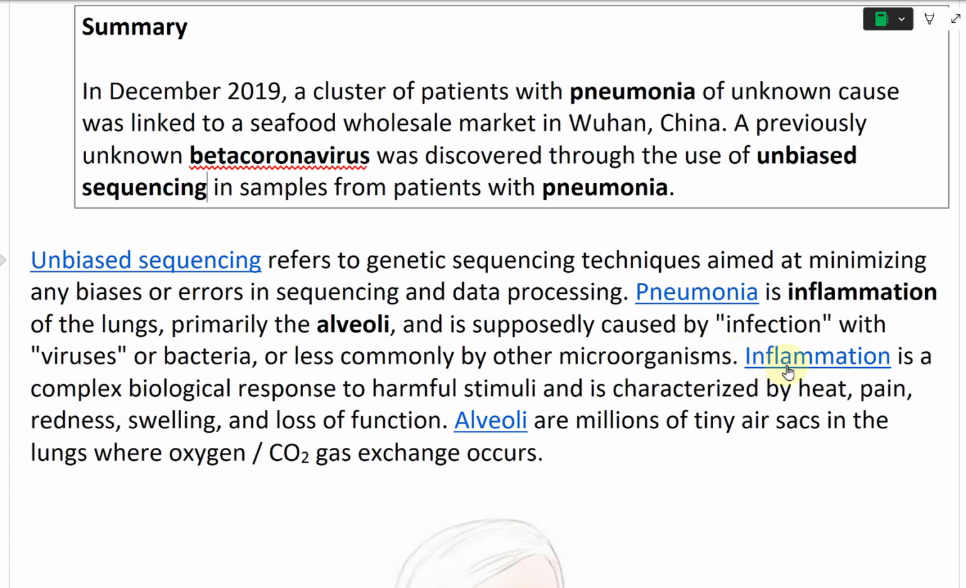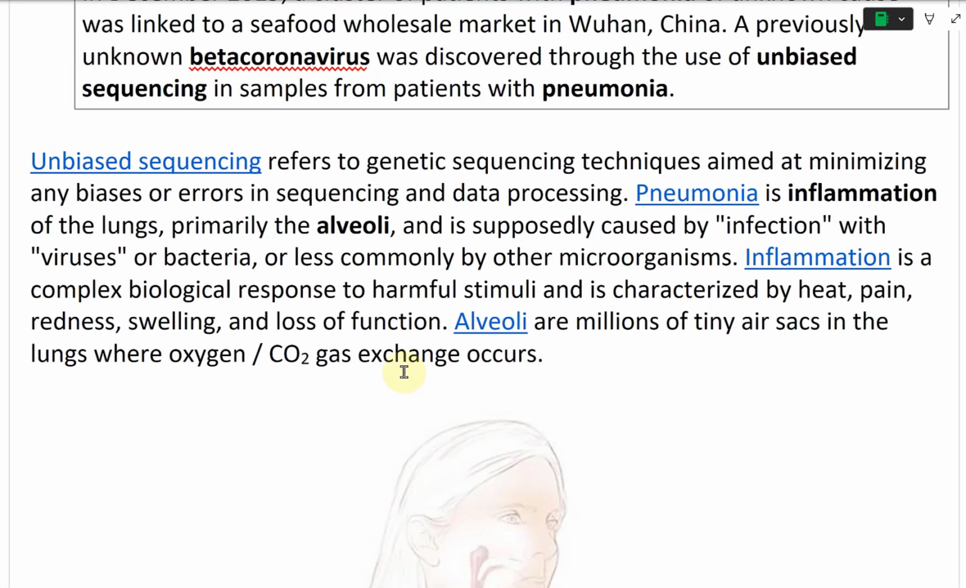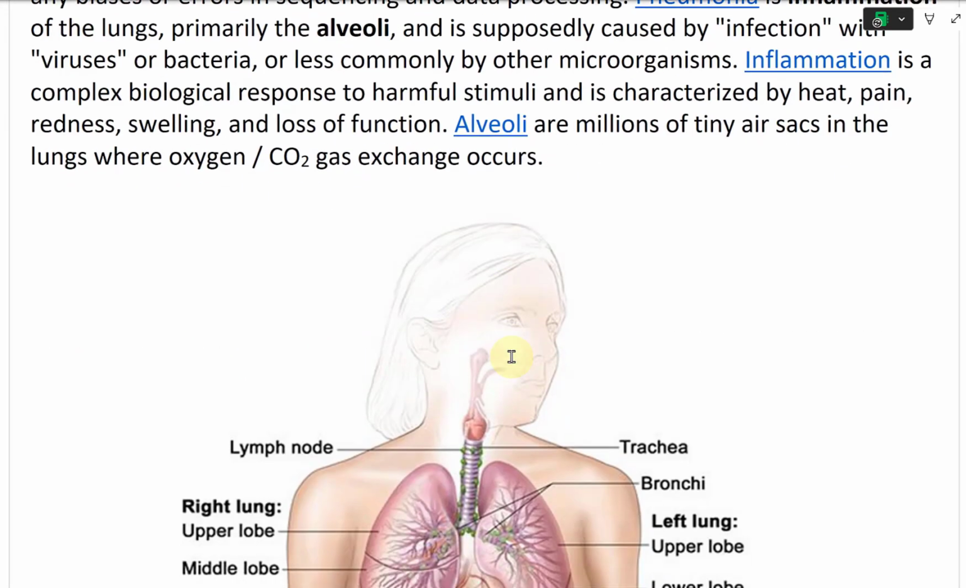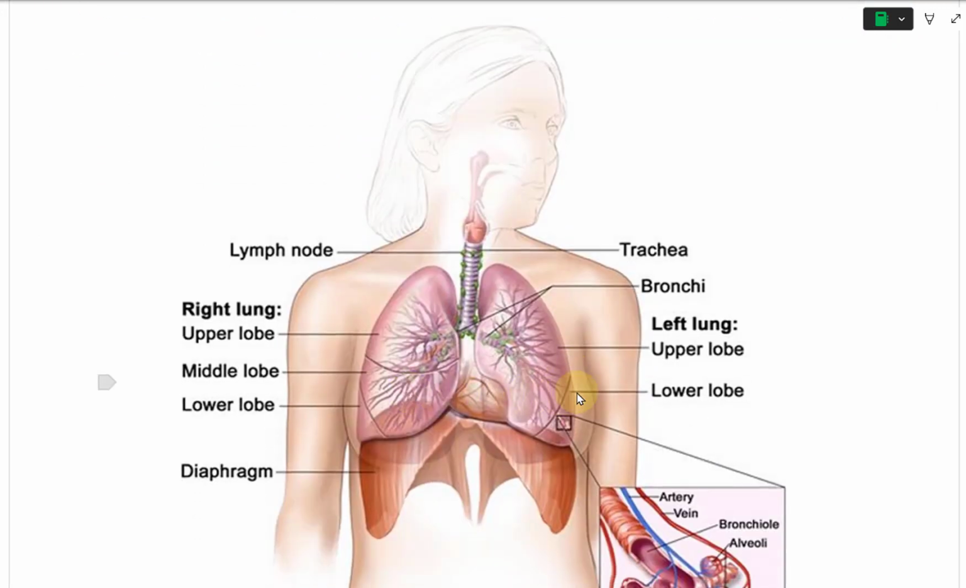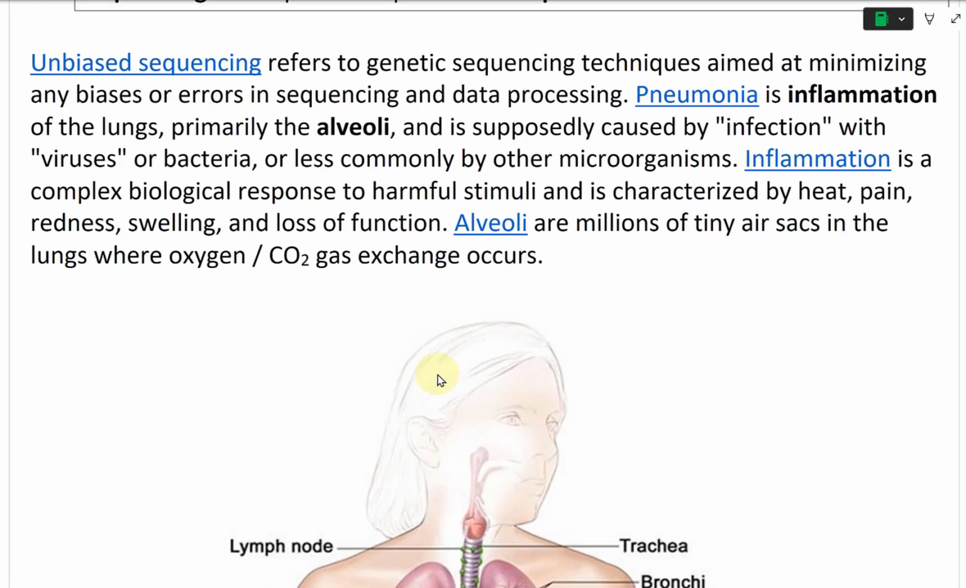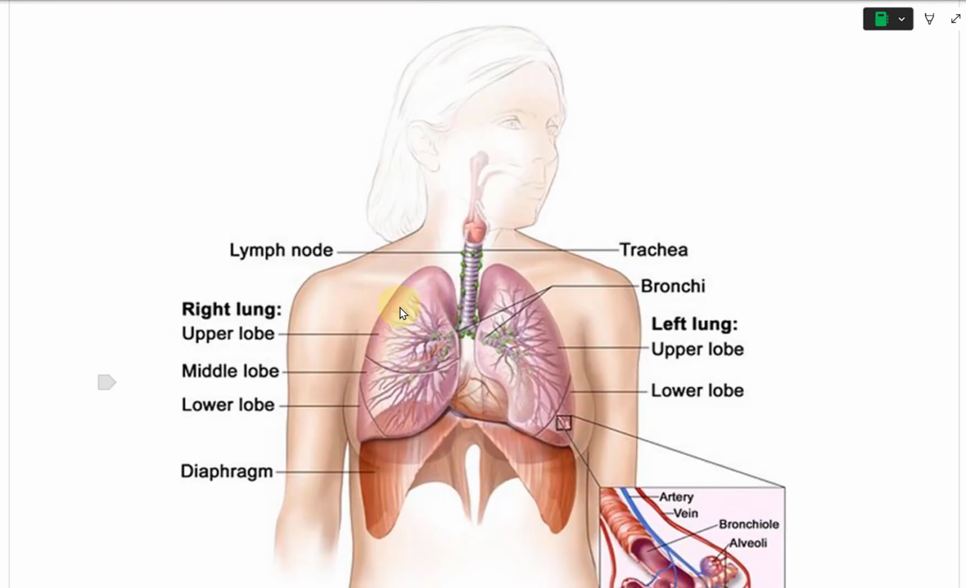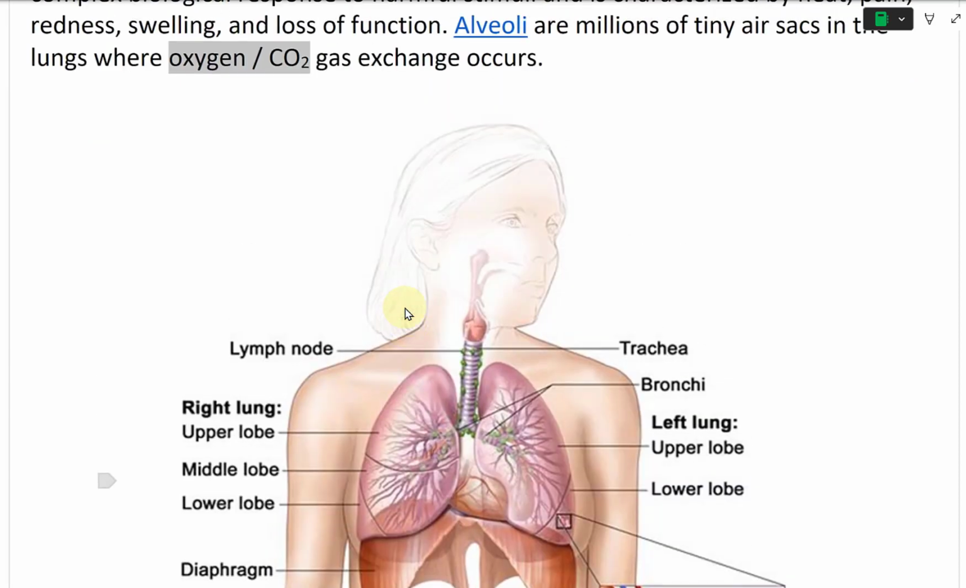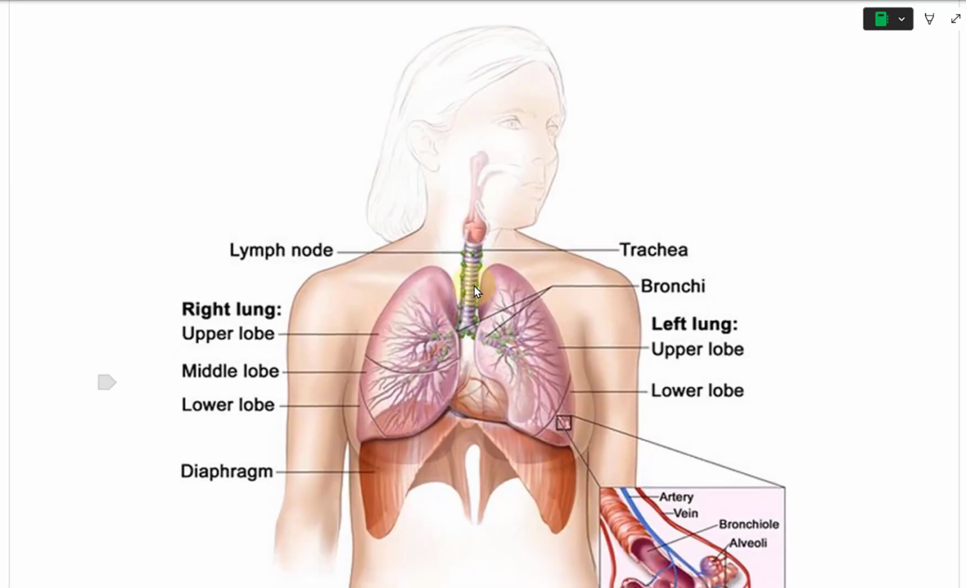All right, continuing further. So inflammation is a complex biological response to harmful stimuli and is characterized by heat, pain, redness, swelling, and loss of function. And these are just mainstream explanations of these. And alveoli are millions of tiny air sacs in the lungs where oxygen/CO2 gas exchange occurs with the outer environment and the blood, and back and forth and so on. In other words, that's pretty much where the source of breathing comes in, or getting the oxygen from the atmosphere and then exhaling the CO2 waste out of the body.